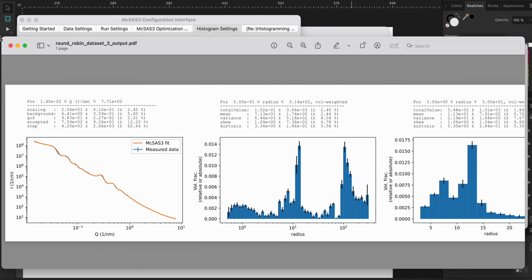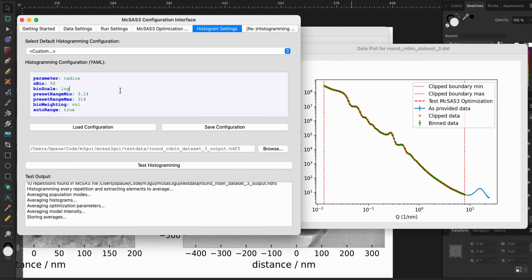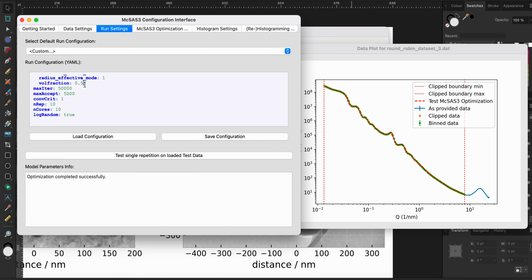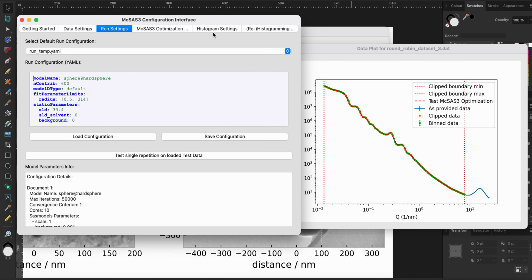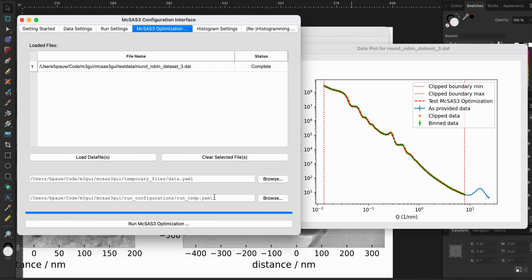But that is that particular example. I highly recommend playing around with this. You can also play around with the run settings. You can actually change the volume fraction a little bit between 0.5 and 0.6, and you can see how that affects the resulting size distribution. Remember, whenever you change one of these things, that you save the configuration into one run config, and that will then be automatically set in your optimization tab.